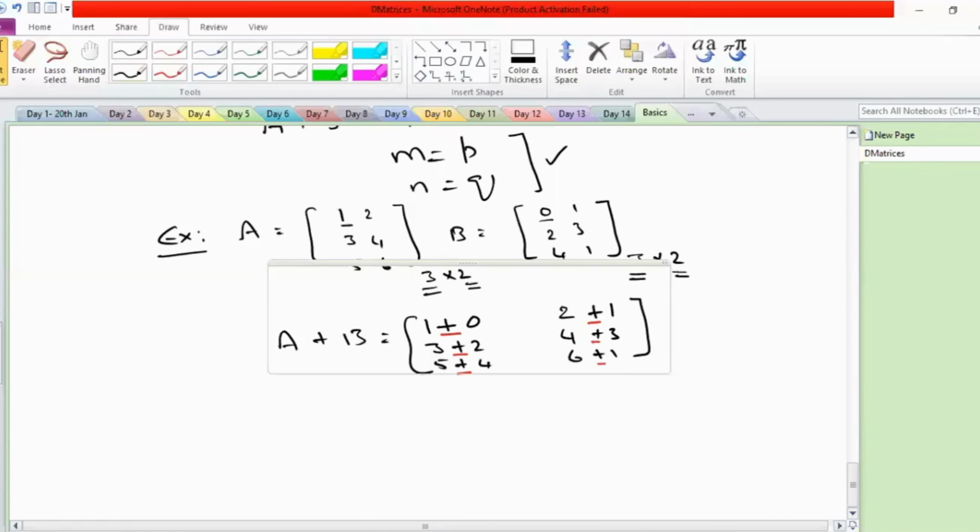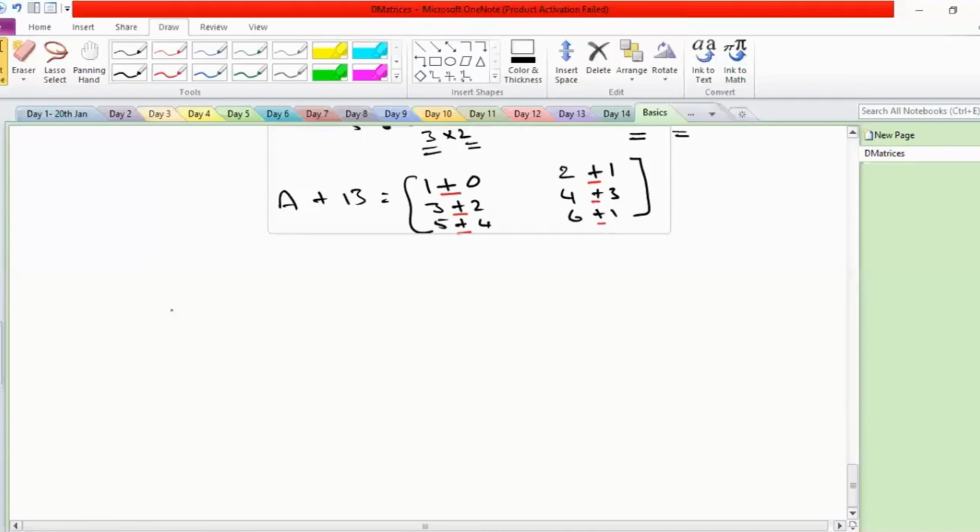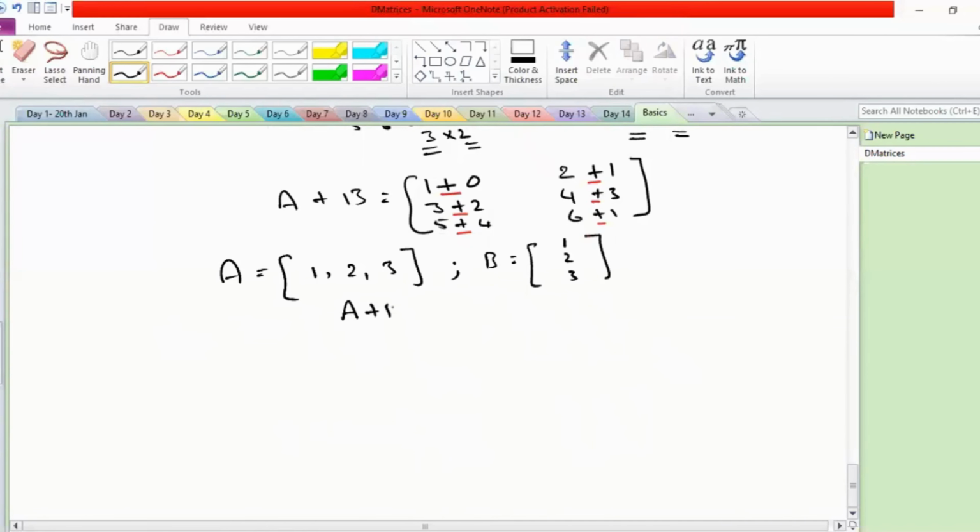Guys, any questions? Okay. So A is equal to 1, 2, 3 and B is equal to 1, 2, 3. A plus B is not possible, because this is a 1 by 3 matrix and this is a 3 by 1 matrix. So your M is not equal to P, and N is not equal to Q. Okay?